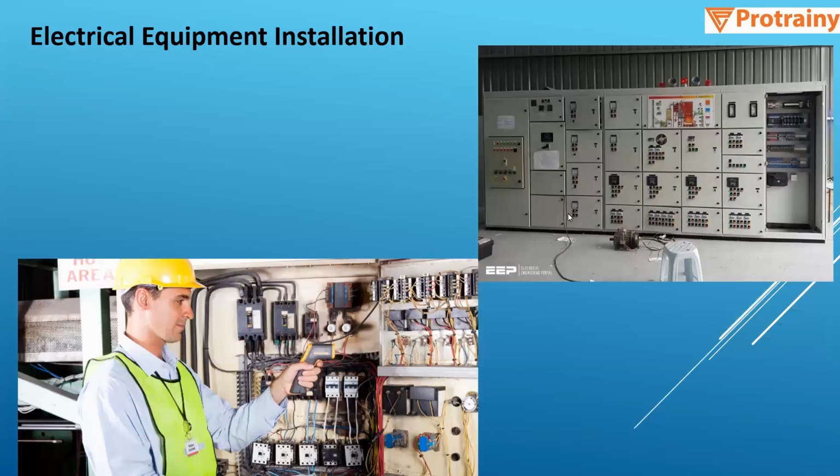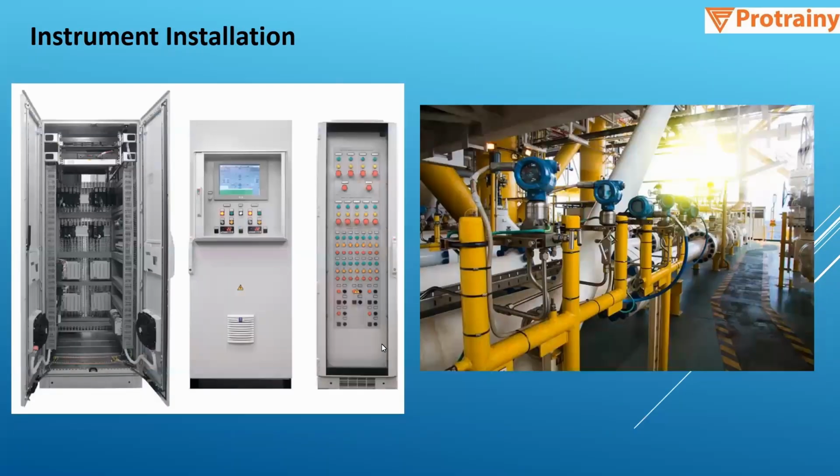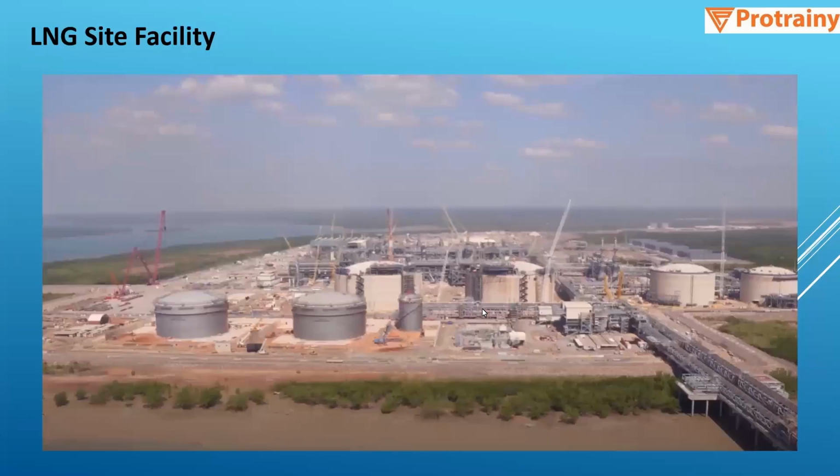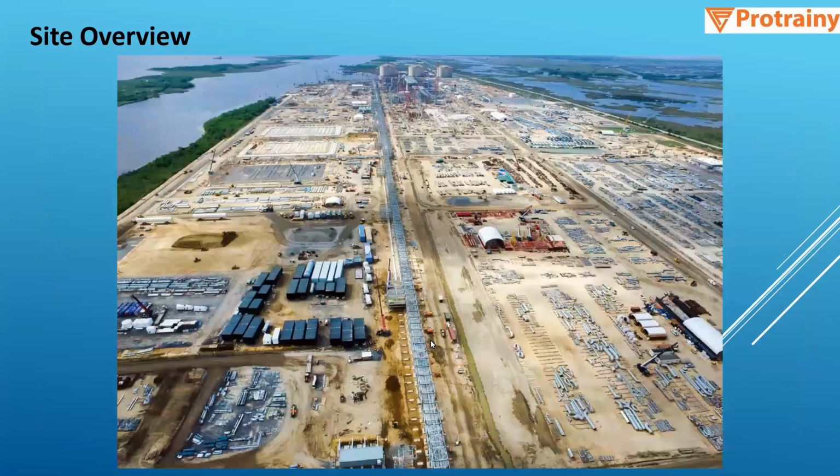These are electrical equipment installation. So panels installation going on at site. Then equipment installation going on at site. Then this is a typical snip of an LNG site facility. You can see the site overview during the construction, that materials are stacked at the site at various positions, and constructions are going on. Foundation is going on at some particular place. Grading is going on at some particular place.